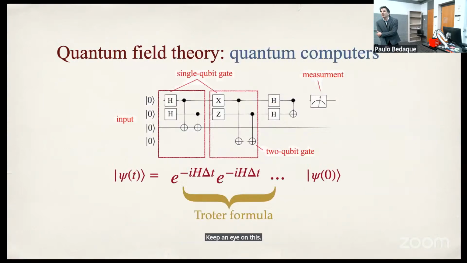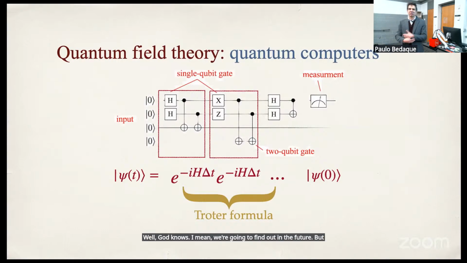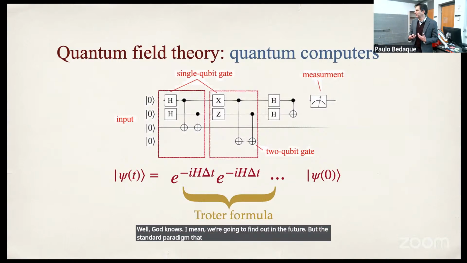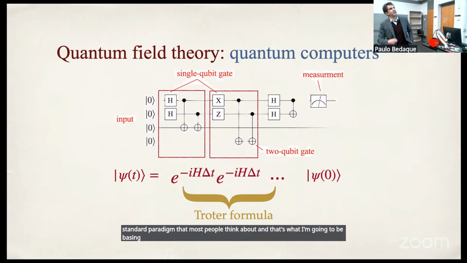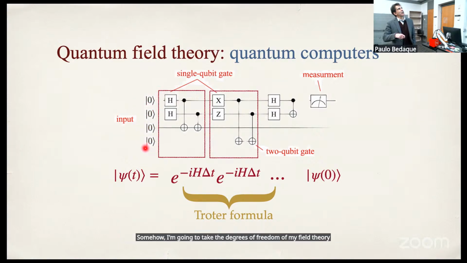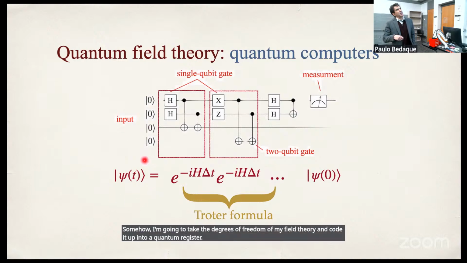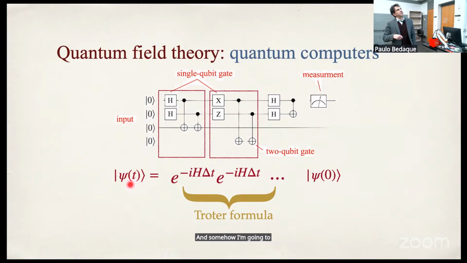So, how would you use quantum computers to do this? Well, God knows. We're going to find out in the future. But the standard paradigm that most people think about, and that I'm going to be basing myself on, is the following schema. Somehow, I'm going to take the degrees of freedom of my field theory and code it up into a quantum register. And somehow, I'm going to prepare the initial state to represent some initial state of my system.